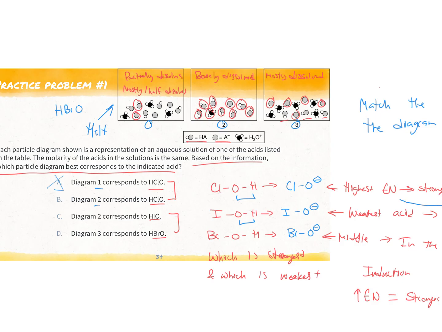Let's look at 2, or B. Diagram 2 corresponds to HClO. In this case, we know that diagram 2 is the least dissolved. It's barely dissolved, and HClO is our strongest. So it can't be B. Let's look at C. It says diagram 2 corresponds to HIO. This makes sense. HIO is our weakest. Diagram 2 shows the least dissolved, so that should be weakest. So that answer makes sense. But just in case, let's look at answer D. Diagram 3 corresponds to HBrO. Diagram 3 is mostly dissolved. Because it's mostly dissolved, this is strongest. This one should be HClO. So D doesn't make sense either.